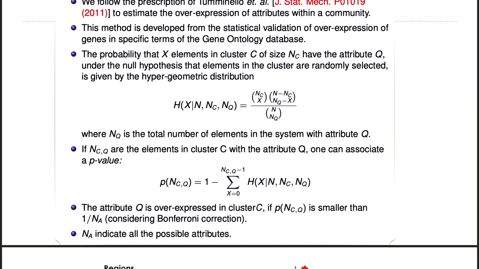We can associate a p value using this hypergeometric distribution for these n_c elements. If this p value is less than 1 over n_a, which takes care of the false positive corrections, where n_a represents the number of attributes. In our case, in Japan there are 9 regions. If we divide the entire Japan into 9 regions, n_a will be 9. So it depends on how many attributes there are.